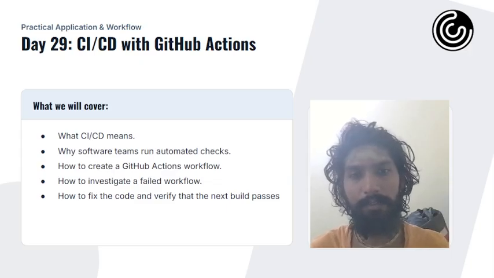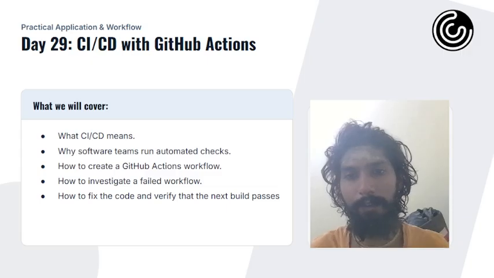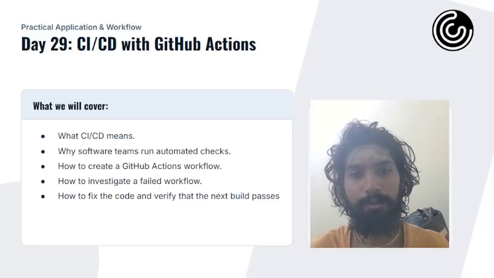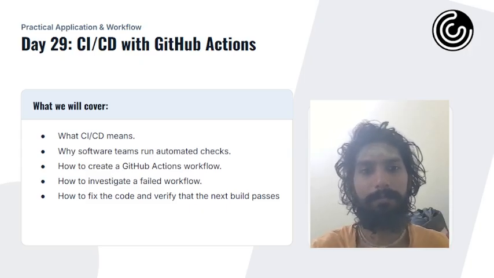Today we will create a workflow that automatically installs our project dependencies and builds our Next.js application whenever code is pushed to GitHub. We will first push working code and see a successful build. Then we will intentionally introduce an error and see the workflow fail. Finally, we will correct the error and confirm that the build becomes successful again.